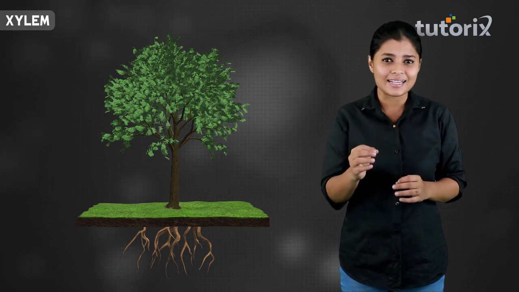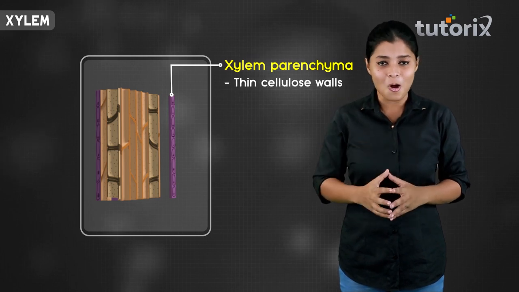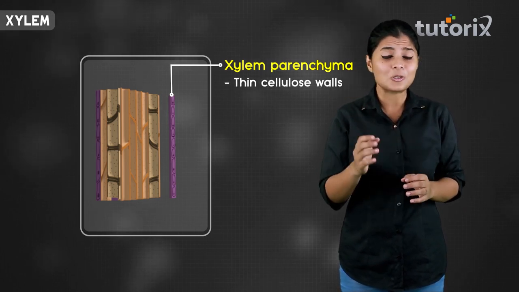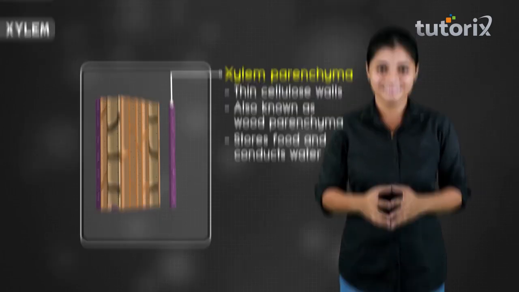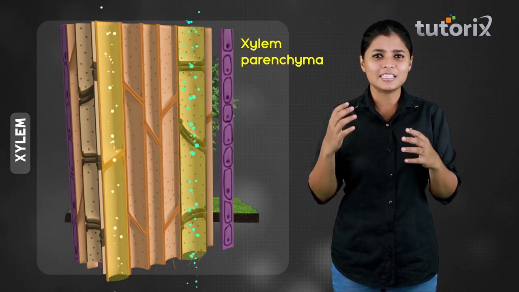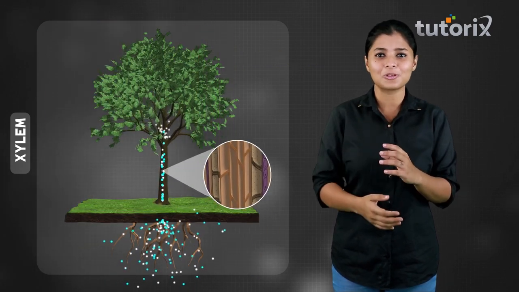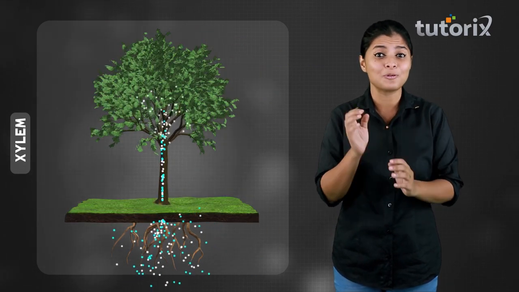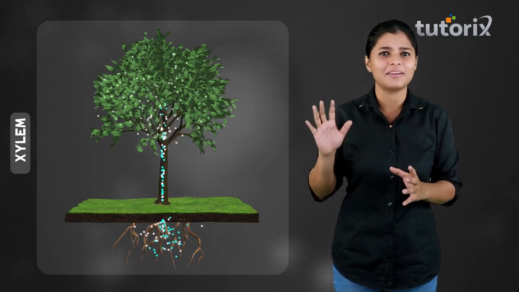Now, the only living cells in the xylem are the xylem parenchyma. Made of thin cellulose walls, the xylem parenchyma, also known as wood parenchyma, stores food and helps in the conduction of water. So, the xylem is composed of the living parenchyma and dead tube-like or hollow pipe-like structures. They run all the way from the roots to the leaves. Thus, they help roots take in water and minerals from the soil and then move these various materials all the way up to the leaves. That's about the complex permanent tissue, xylem.